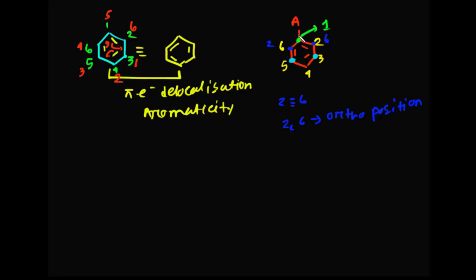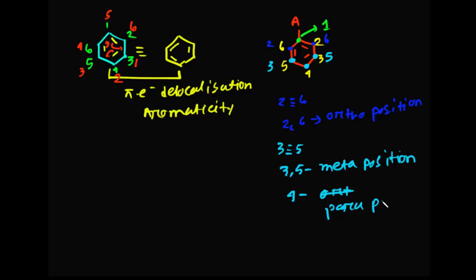Now look, this 3 and 5 position are equivalent. Why? Because if you count in the left way, this is 2, this will be 3 and this will be 5. So 3 is equivalent to 5, and the 3 and 5 positions are called meta positions. And there is a unique position which is just opposite of number 1, and this is position 4. This position 4 is called the para position.